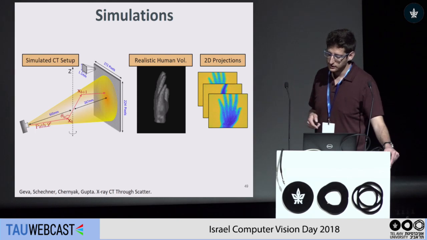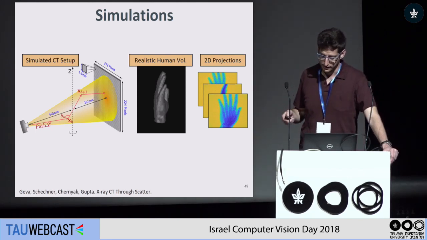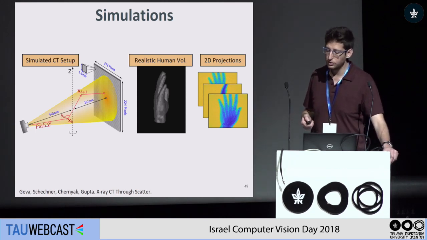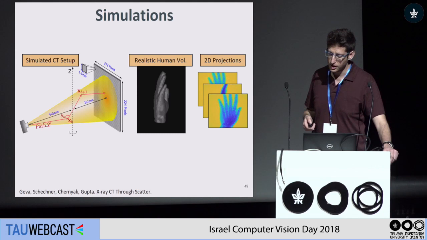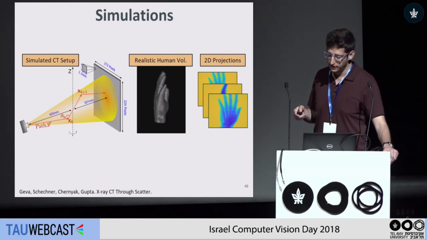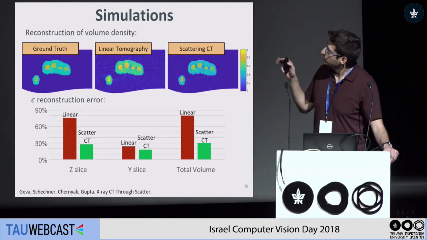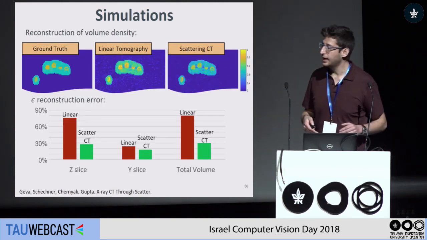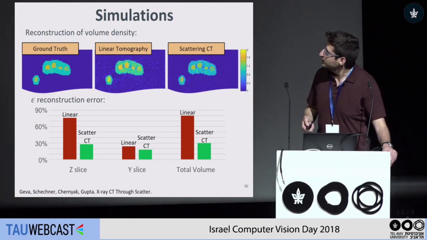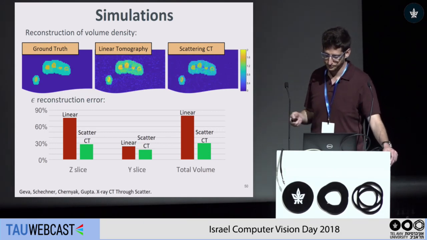We first tested our method in simulations. Using simulated CT setup and a realistic human phantom, which is called XCAT, we generate 2D projections. These projections have a strong scatter component. We then use our method and iterate to find the optimal reconstruction. So these results here show you a slice of a human hand through the z-axis. And you can see here the improvement as compared to linear tomography.